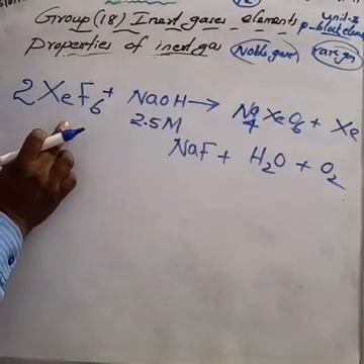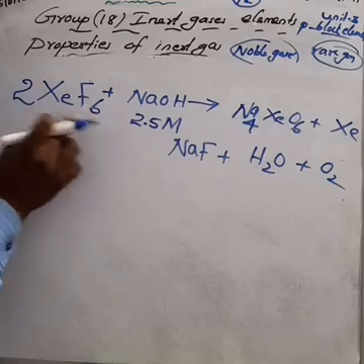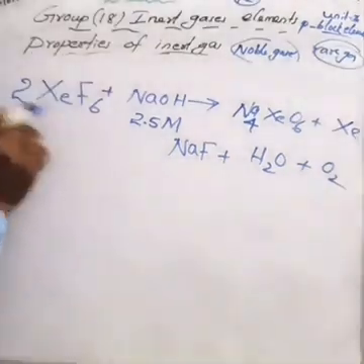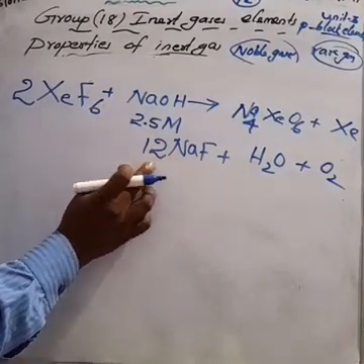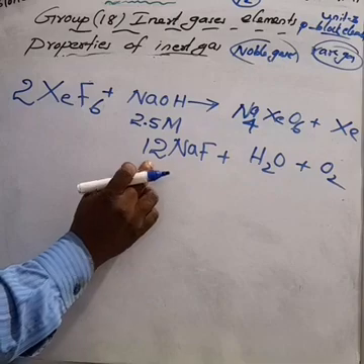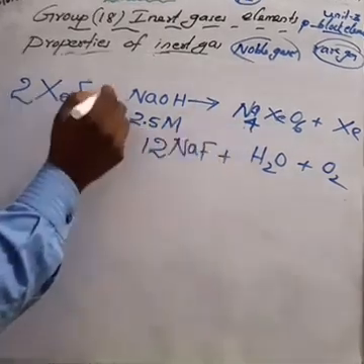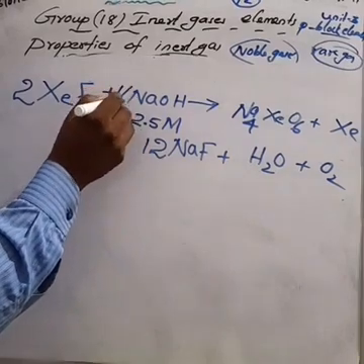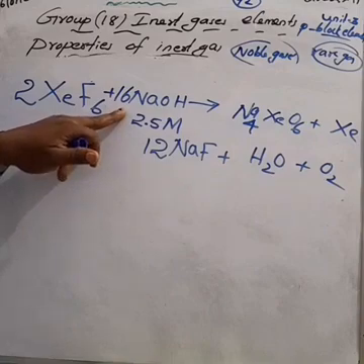2XeF6, xenon hexafluoride. So come to the fluorine. How much fluorine is there? 2 into 6 is equal to 12 fluorine. So make it 12 NaF on the product side also. So fluorine is balanced. Next come to the sodium. Here having 12 Na, here having 4 Na. So 12 plus 4 is equal to 16 sodium. So make it 16 sodium on the reactant side. So now sodium is also balanced. What about the hydrogen?